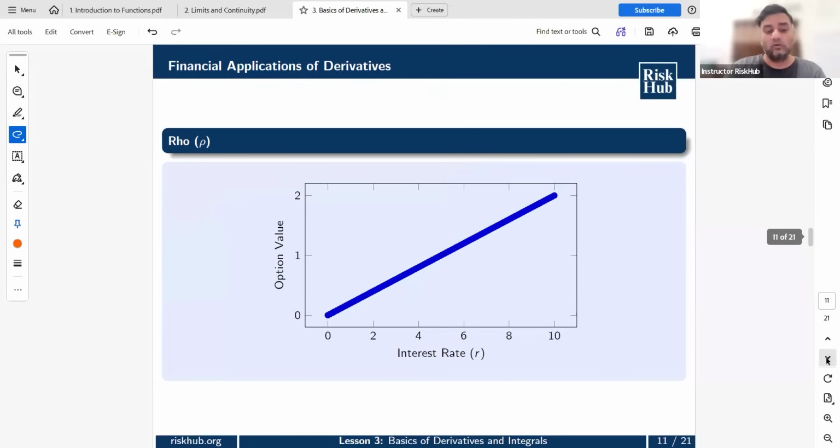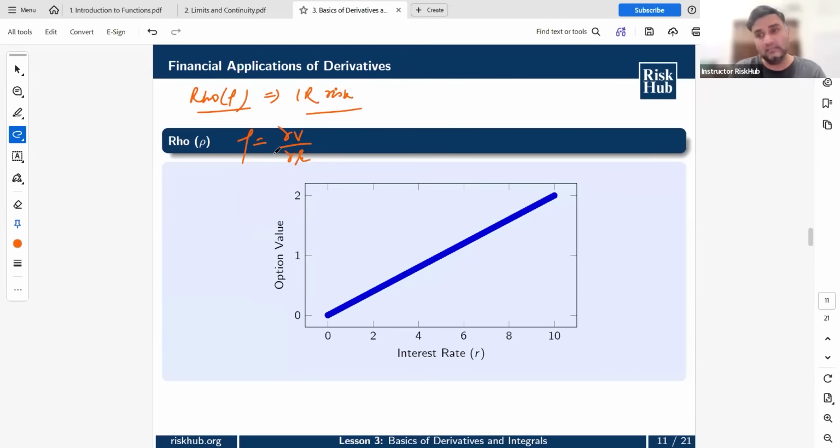Then we get into your Rho. When you take Rho, we are introducing interest rate risk. Options are also affected by interest rates. Rho measures the interest rate sensitivity, which is the change in the value of an option to a change in the value of interest rates. R is the interest rate.